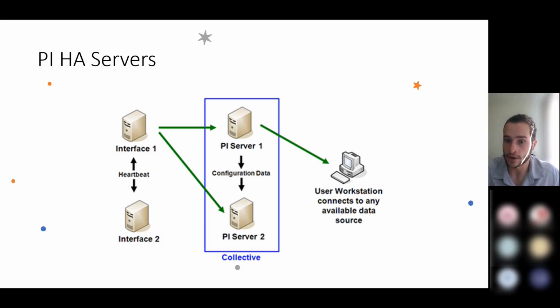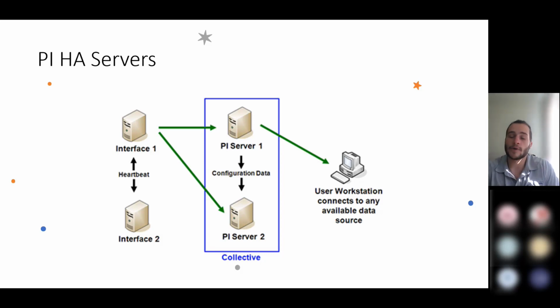And depending on your needs, you can have several Pi redundant nodes that are part of the collective that have buffering configuration set up in place to give you greater control over the buffer layer between your interface and your Pi servers. And these high availability architectures are actually available for all the components of the Pi system, not just the Pi server as a whole.